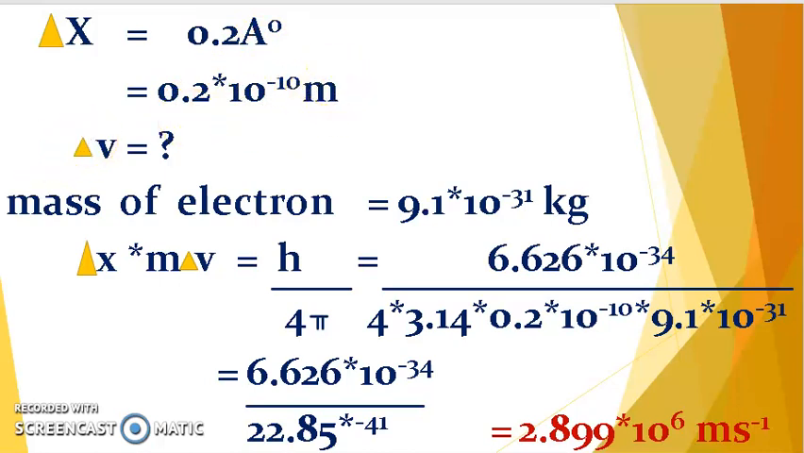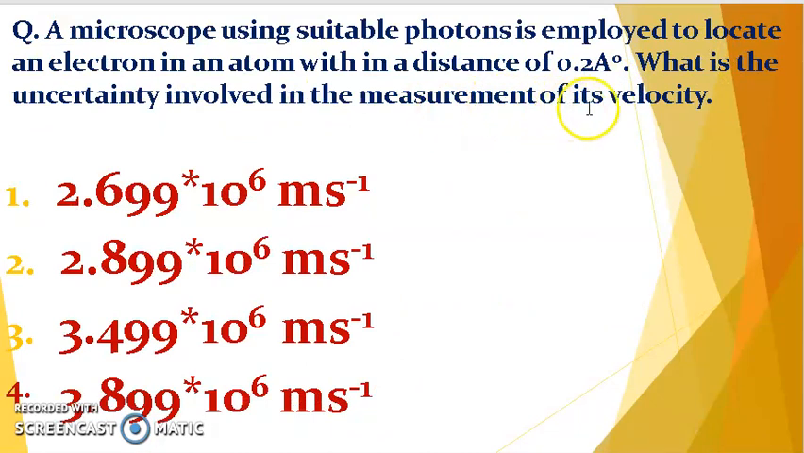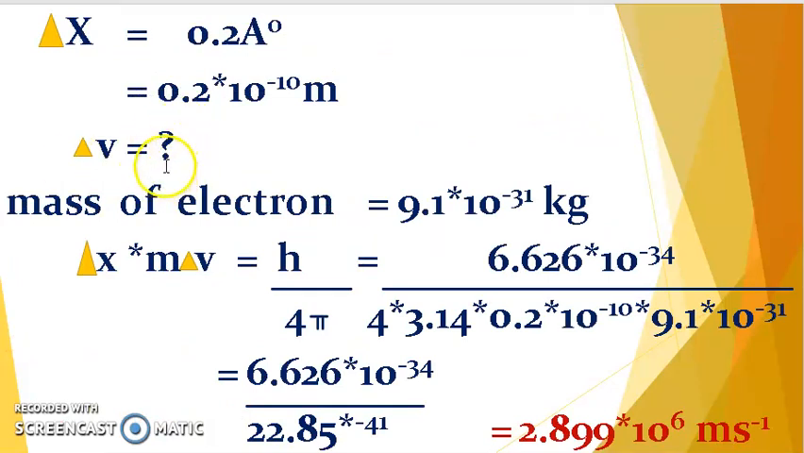So here we have to find out the measurement of its velocity. So for that, del v you have to find out. We don't know about del v. Mass of the electron, we know that m is a constant value for the electron, that is 9.1 into 10 power minus 31 kg. Correct? This is the constant value, no? So del x into m into del v is equal to h divided by 4 pi. Okay, this is the constant mathematical expression for the uncertainty principle. So you should find out the del v, right?